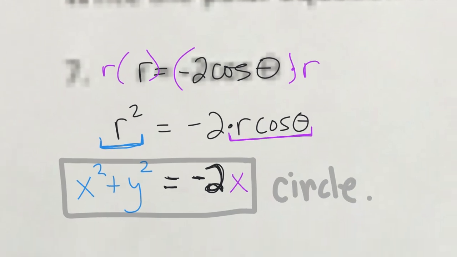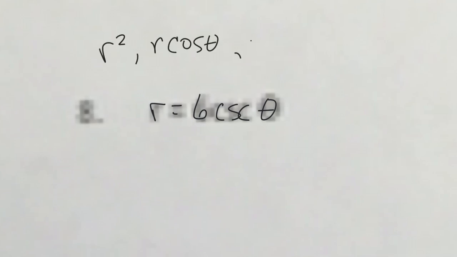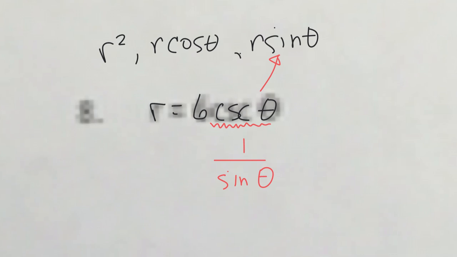So let's look at another one. Here we have r equals 6 cosecant theta. Remember we want to make an r squared, or we want to make r cosine, or we want to make r sine. Well, cosecant is related to sine. So I can replace cosecant with its sine equivalent. The cosecant is 1 over the sine. I don't want cosecant in my polar equation, so I replace it with 1 over sine.